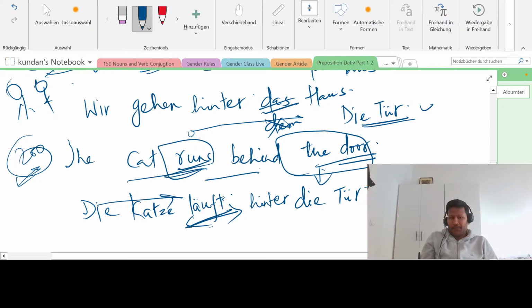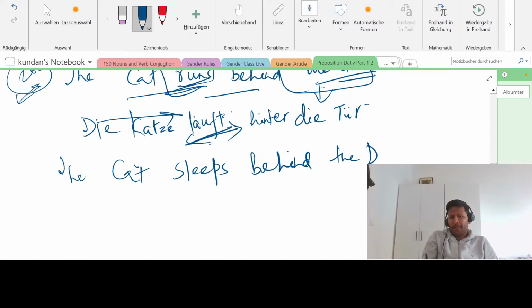If I say the cat sleeps behind the door. So this Tür is in which case this time? Because of behind, what is the case for this? This is in dative or in accusative? That is your question that you should think.